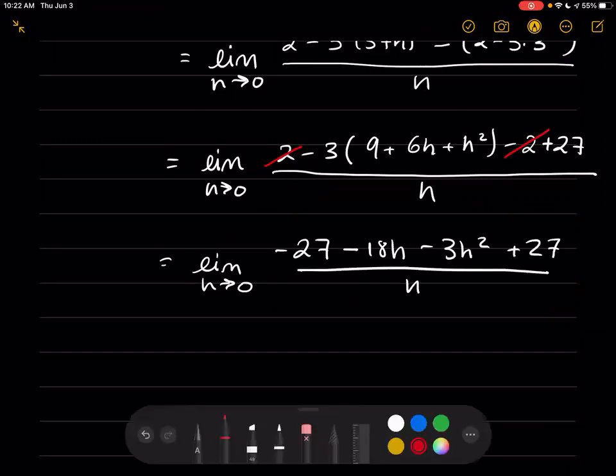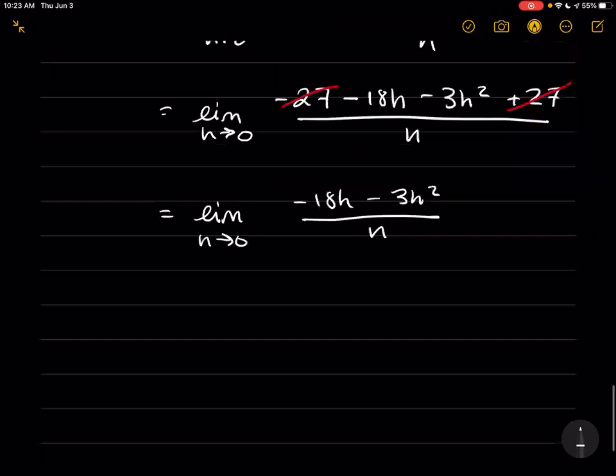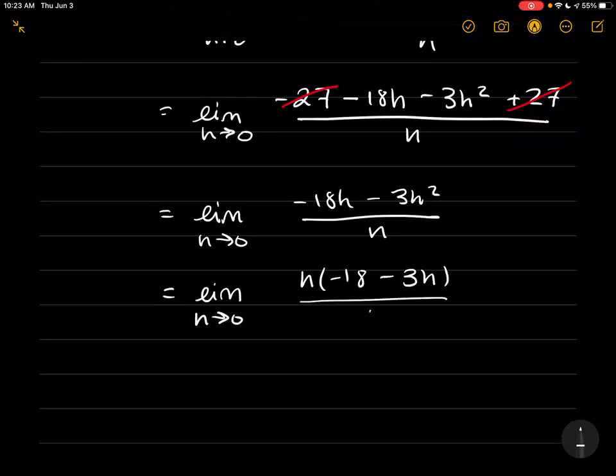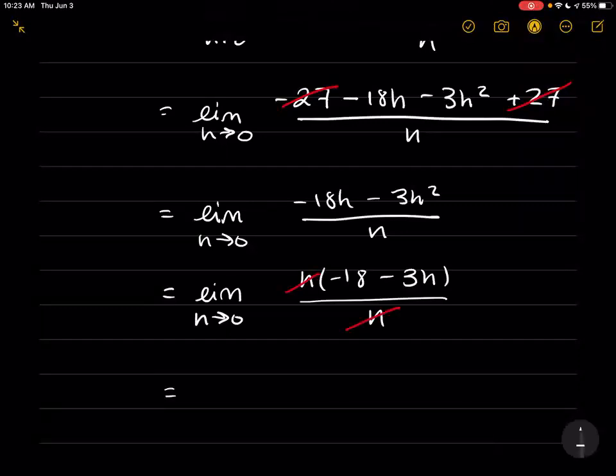Okay, and now I can cancel these 27s, and I'm just left with negative 18h minus 3h squared over h. Okay, now I'm going to go ahead and factor out that common factor of h from the numerator from the top there. And we get h times negative 18 minus 3h over h. And now, the magic step, we can cancel these h's. And so we get the limit as h goes to 0, negative 18 minus 3h.